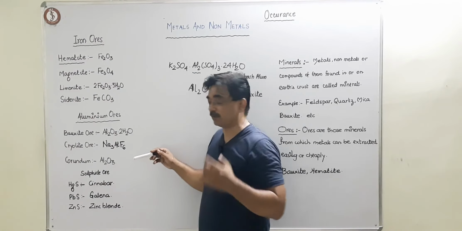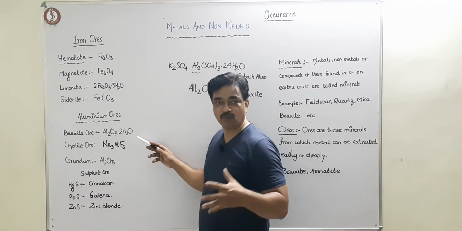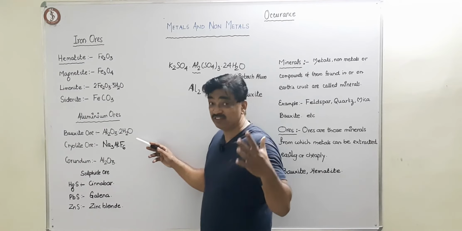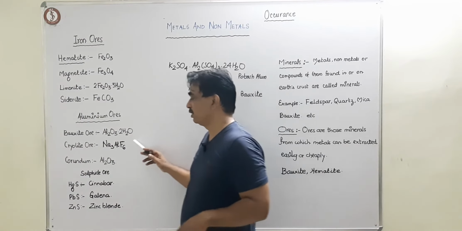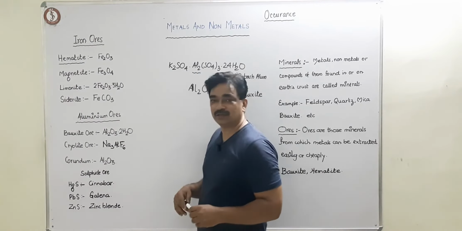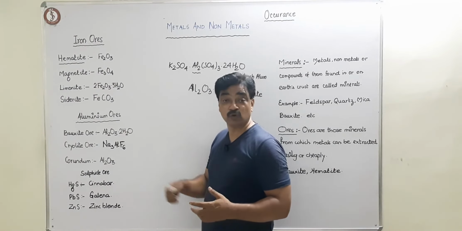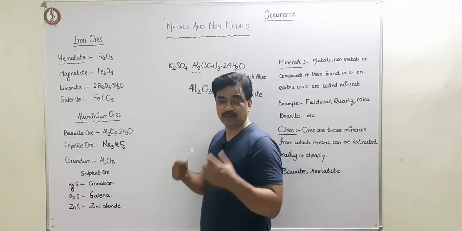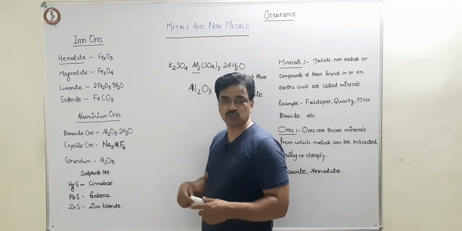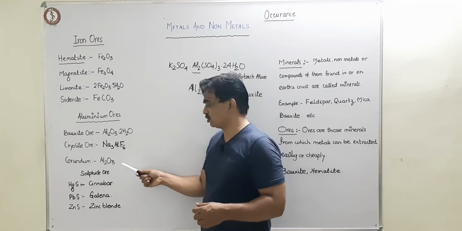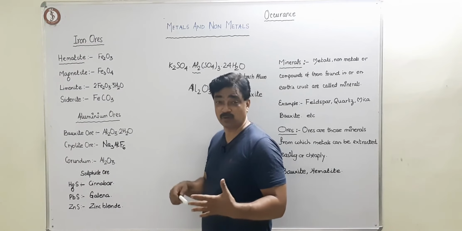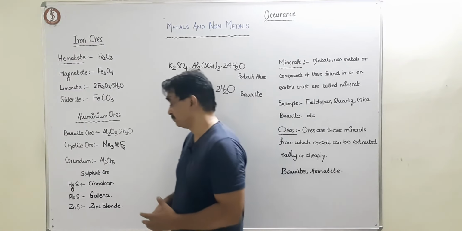It's very, very important. Now for example, aluminum ore, the chief ores of aluminum are bauxite. Then we have got cryolite, that is Na3AlF6. Sometimes you can use both of them; one helps the other. Like in aluminum extraction, both of these ores are used. And then we have got corundum, Al2O3, same as bauxite, but water of crystallization is not there.